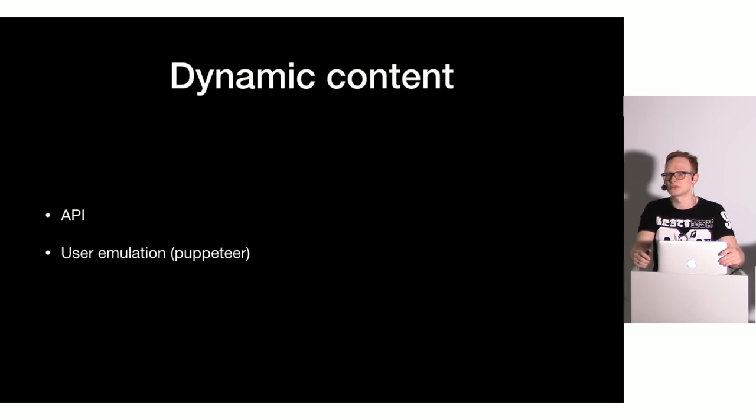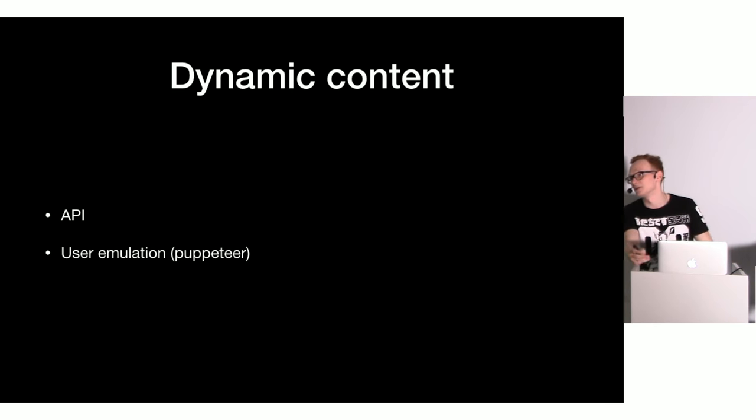Dynamic content: all the stuff I mentioned before is easy when you work with static HTML, but big parts of the contemporary web aren't static anymore. You have single page applications which fetch data from APIs. And the most obvious solution is to use their API. They already exposed it, so why shouldn't I use the API instead of parsing the page?